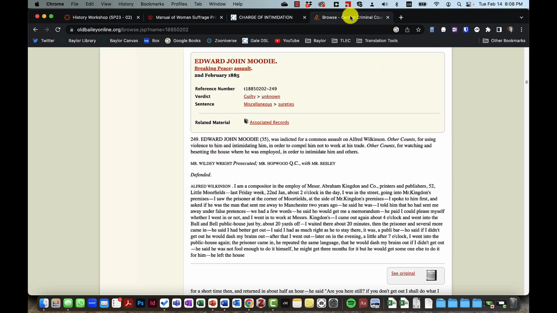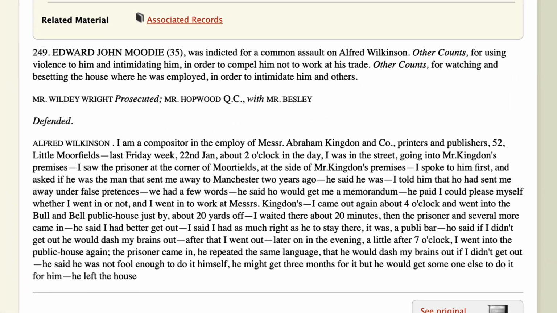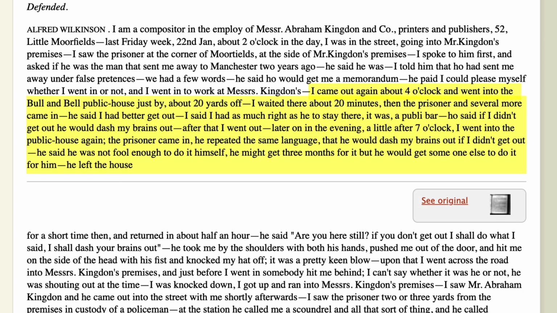And what I found was the actual trial records for Edward John Moody from this case. And here, Alfred Wilkinson, the same guy, was brought into court and asked about the incident. Here's what he said. He said, I came out about 4 o'clock and went into Bull and Bell public house just by, about 20 yards off. I waited there about 20 minutes. Then the prisoner, or in other words, the defendant, and several more came in. He said I'd better get out. I said I had as much right as he to stay there. It was a public bar. He said if I didn't get out, he would dash my brains out. After that, I went out.